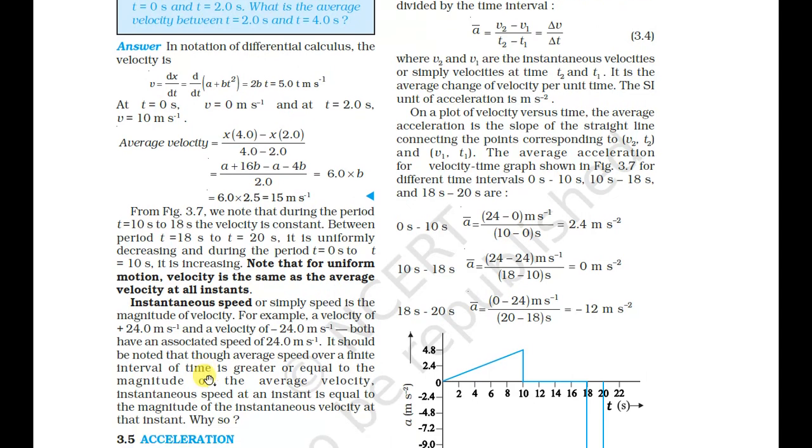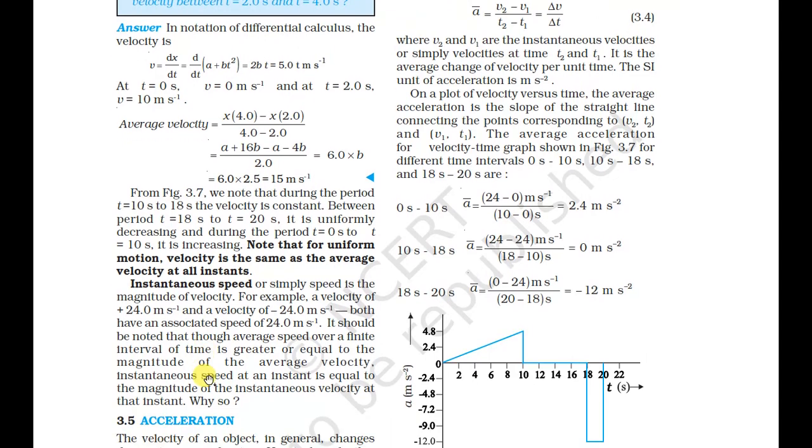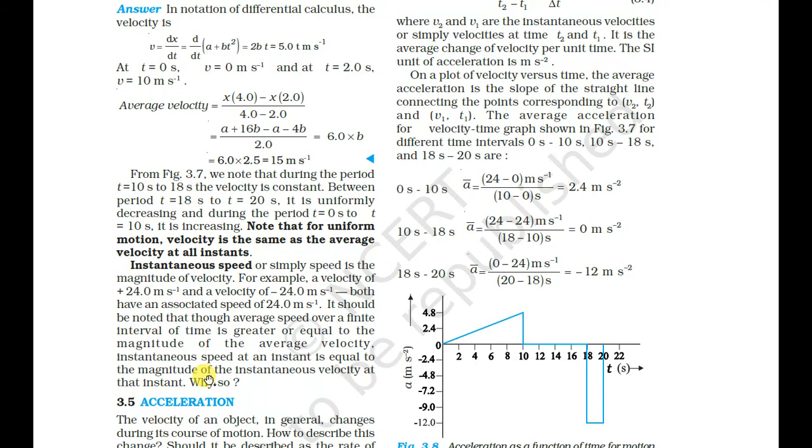Instantaneous speed, or speed, is the magnitude of the velocity. For example, a velocity of 24 meters per second and a velocity of minus 24 meters per second both have an associated speed of 24 meters per second. It should be noted that the average speed over a finite interval of time is greater than or equal to the magnitude of the average velocity. Instantaneous speed at an instant is equal to the magnitude of the instantaneous velocity at that instant.